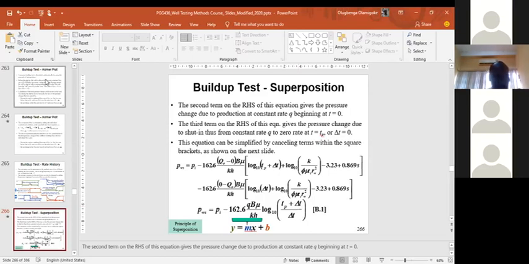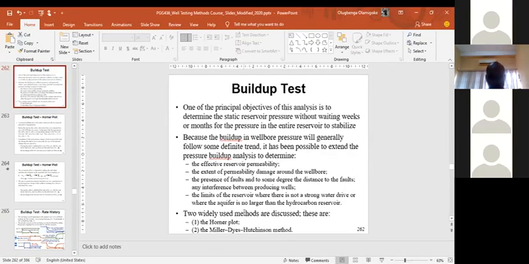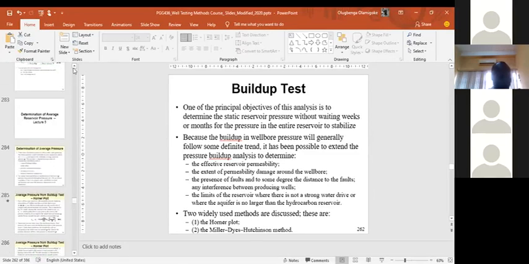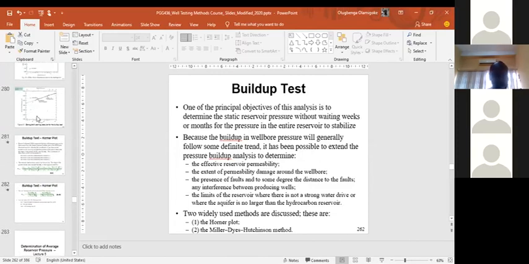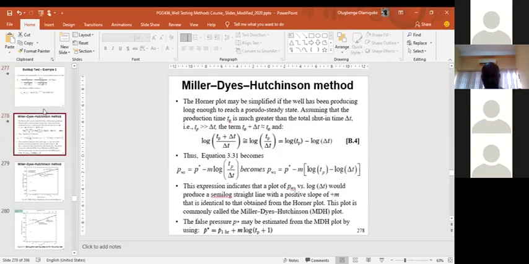When I started the lecture today, I mentioned that there are two conventional methods, which are the Horner plot and the MDH. So let's end with the MDH method. That will probably take us to where I was supposed to start today's lecture. Now, the Horner plot may be simplified if the well has been producing long enough to reach pseudo-steady state.